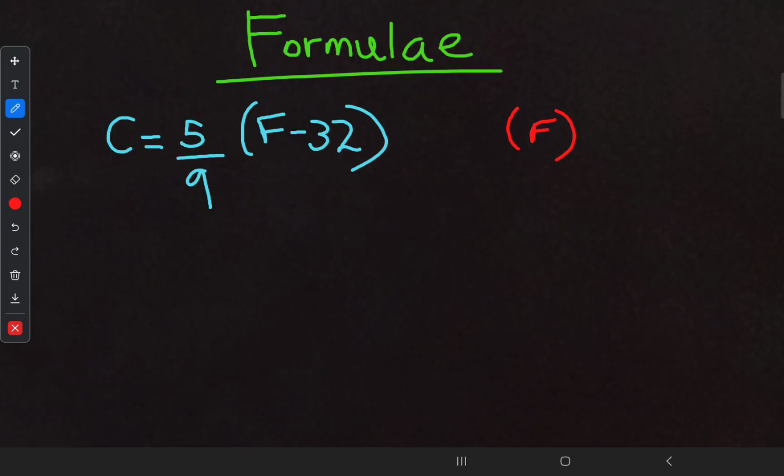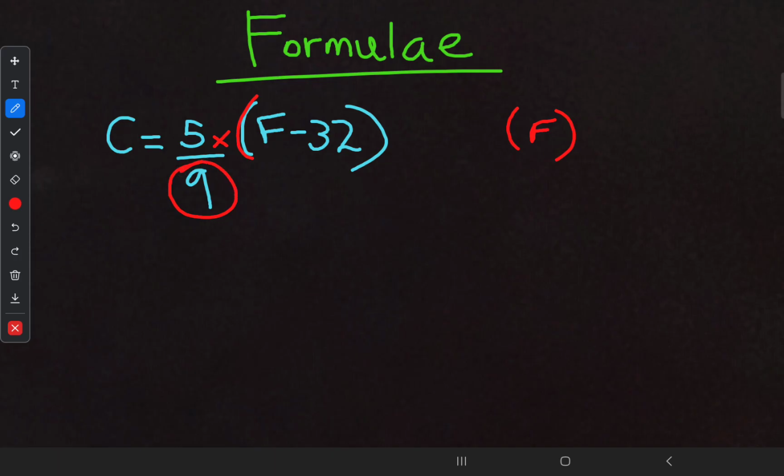Before that, let's see. Here, from F, there is a negative 32. This particular value was multiplied by 5 and divided by 9. First of all, this is the first relationship with F. So let's take this to this side.